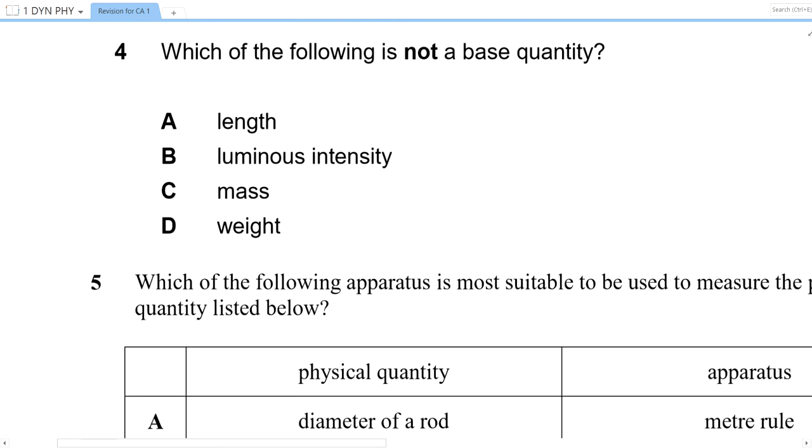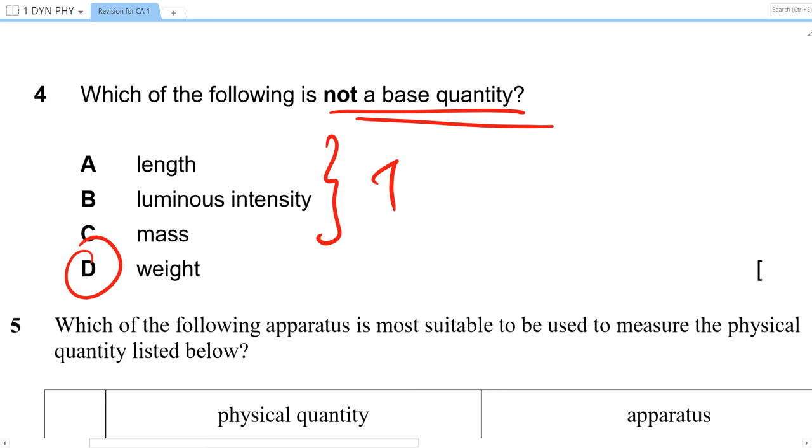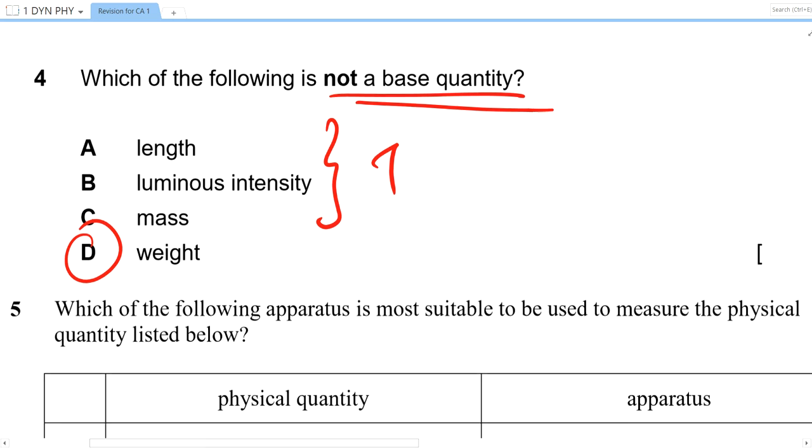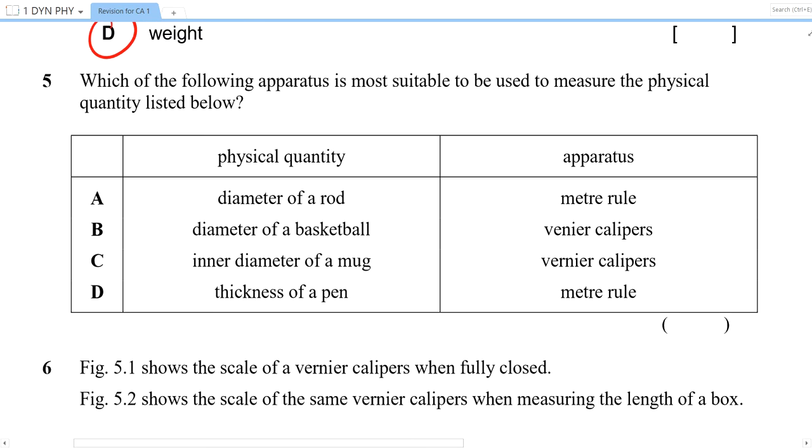Question 4. Which one is not a base quantity? And this is like an opposite question to the previous one. Who needs help for this? Okay, which one is not a base? Means we are looking for a derived quantity. So which one is derived? Weight. Everything else is part of the 7.